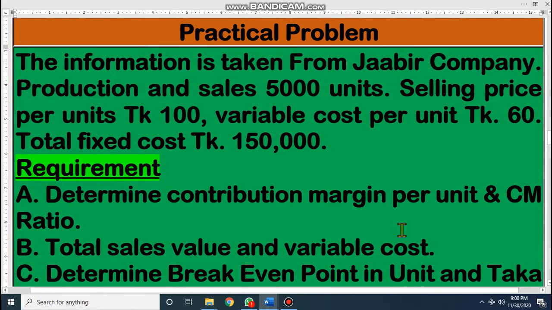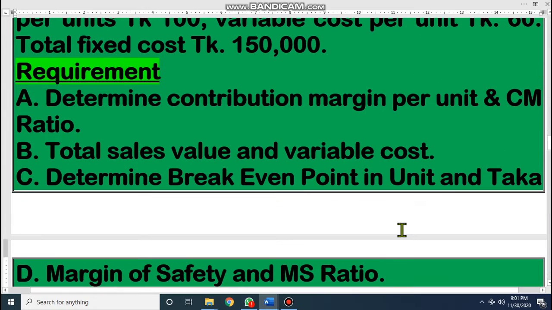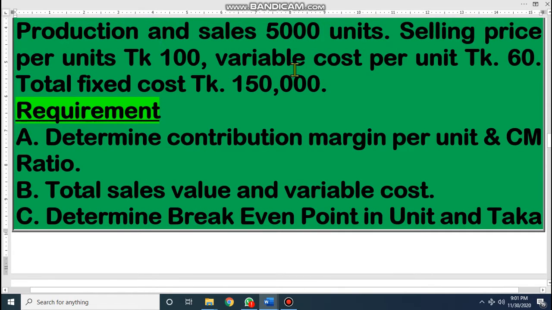Dear student, the information is taken from Jabir company. The company produces and sells 5000 units of product and the selling price per unit is taka 100. Variable cost per unit is taka 60 and total fixed cost is taka 1,50,000. So we have sales 5000 units, selling price per unit taka 100, variable cost per unit taka 60 and fixed cost 1,50,000.